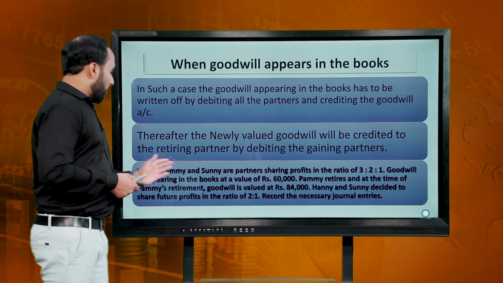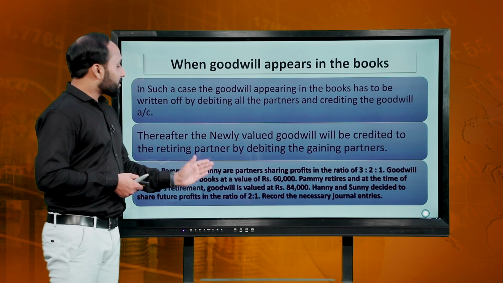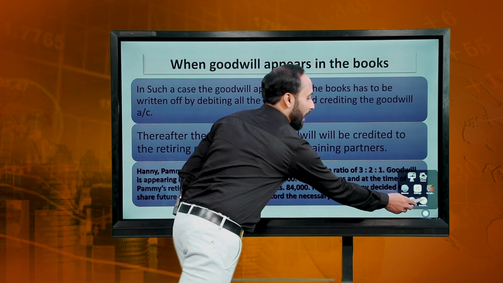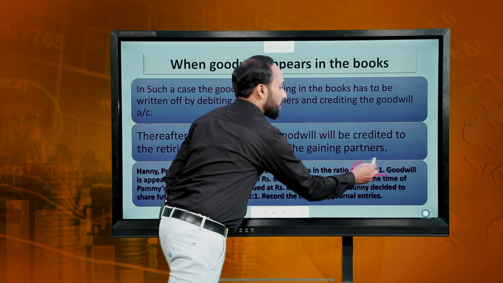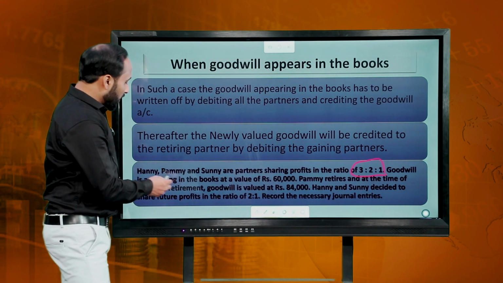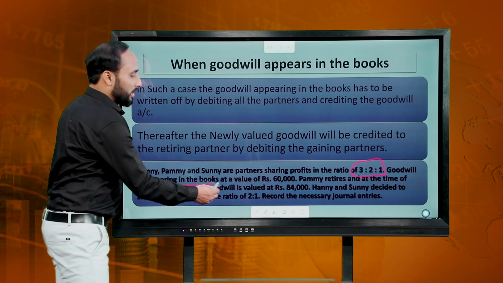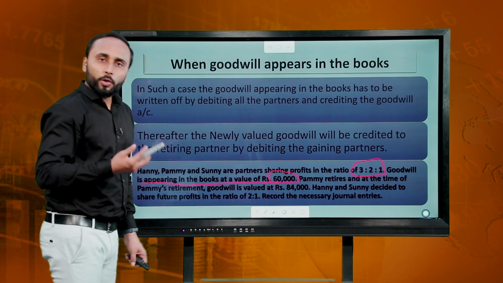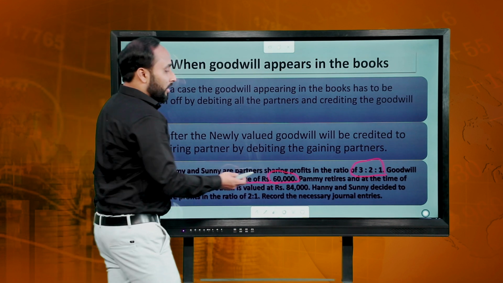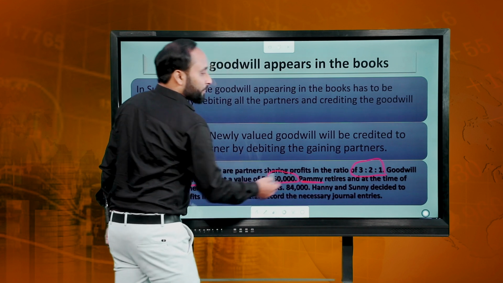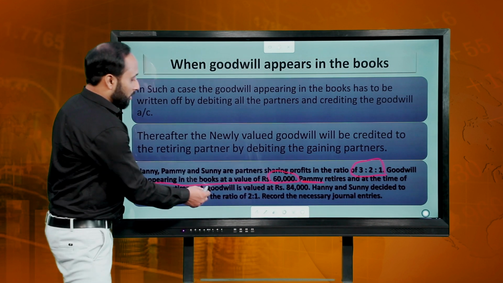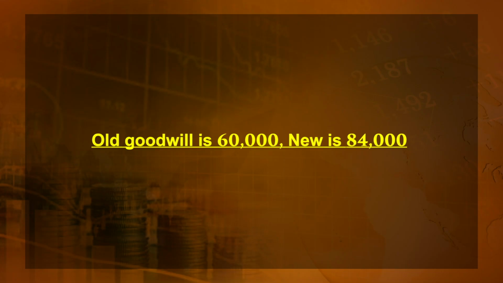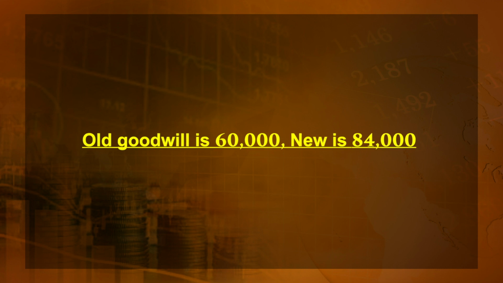In our example, we have Hanny, Pammy and Sunny as partners sharing profits in the ratio of 3, 2 and 1. This is their profit sharing ratio. Goodwill appearing in the books is valued at 60,000. So this is the old goodwill or existing goodwill, as we say. Pammy retires and at the time of retirement, goodwill is valued at 84,000. We can call it the new goodwill. So the old goodwill is 60,000, the new goodwill is 84,000.